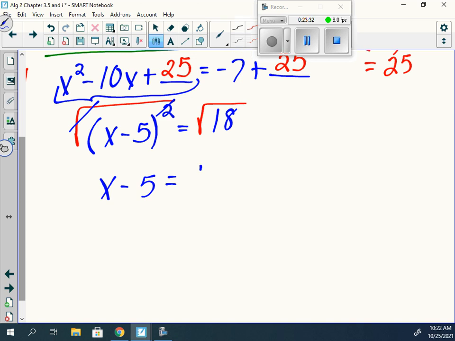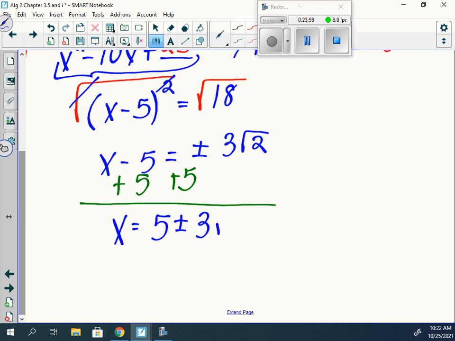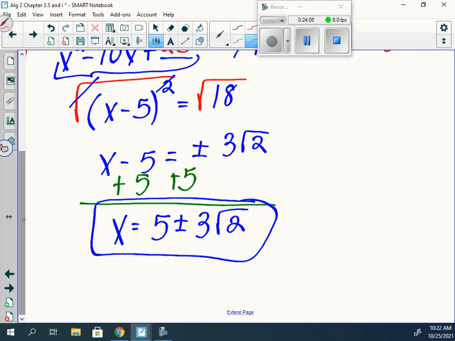Almost. Plus or minus 3 square root of 2, because anytime we square root both sides, we have to add that plus or minus. And last but not least, exactly, we're going to add 5 to both sides, which will tell us x is equal to 5 plus or minus 3 square root of 2. Now, because 3 square root of 2 is an irrational number, we can't just add those two together. We're done. Unless we want to turn this into a decimal approximation, I will take this here as your answer.